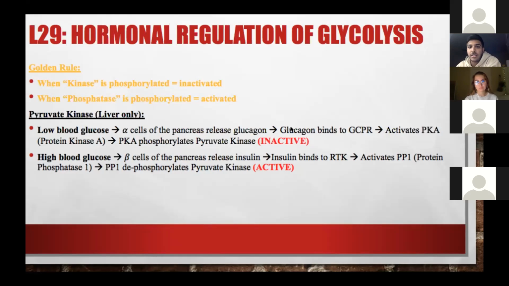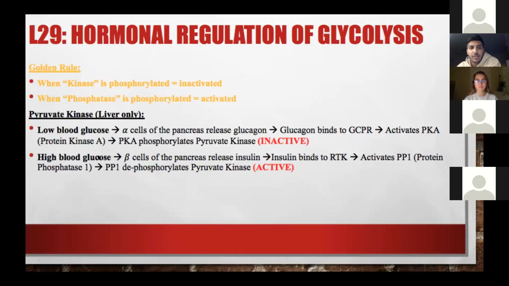Just know that when you release glucagon, it's going to activate PKA, and a kinase always phosphorylates, right? So PKA is always going to phosphorylate. But if you don't know whether it makes it inactive or active, just think about it. If you have low blood glucose, and glycolysis obviously requires glucose, you're not going to want to go through glycolysis. So phosphorylating this is just going to inactivate it. That's kind of how I thought about it. So you don't confuse the whole kinase phosphorylation inactivation or activation, because it's different for each pathway.